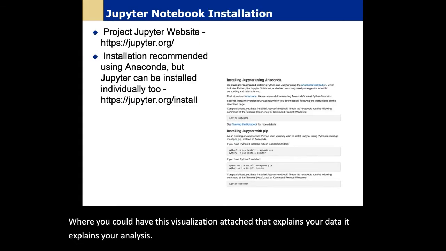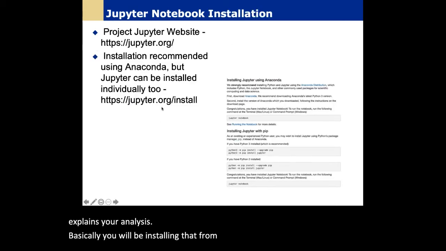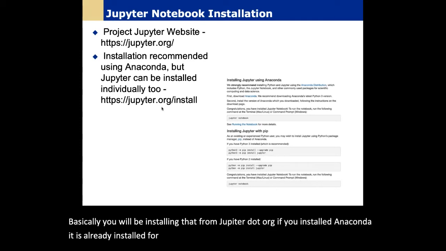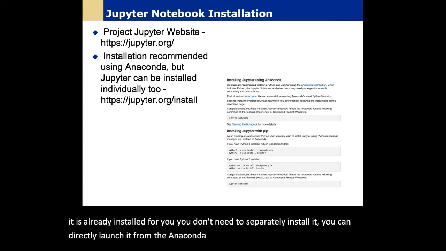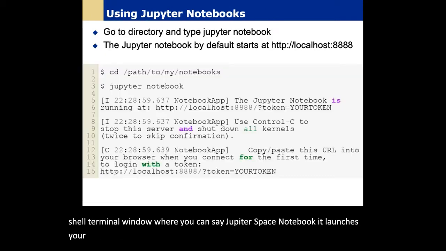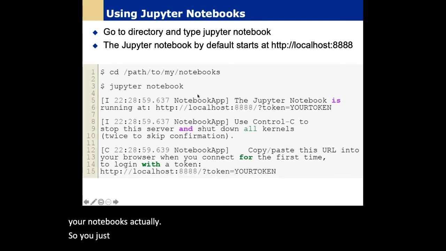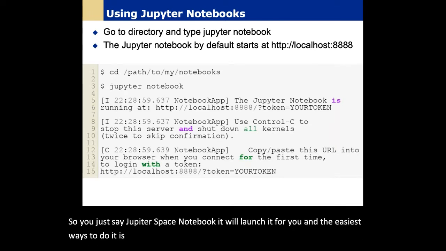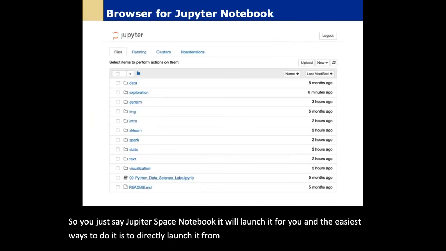Basically, you will be installing that from jupyter.org. If you have installed Anaconda, it is already installed for you. You don't need to install it separately. You can launch it directly from Anaconda, or you can launch it from your command shell terminal window, where you can say jupyter notebook. It launches your Jupyter notebooks. The easiest way to do it is to launch it directly from the Anaconda installation.